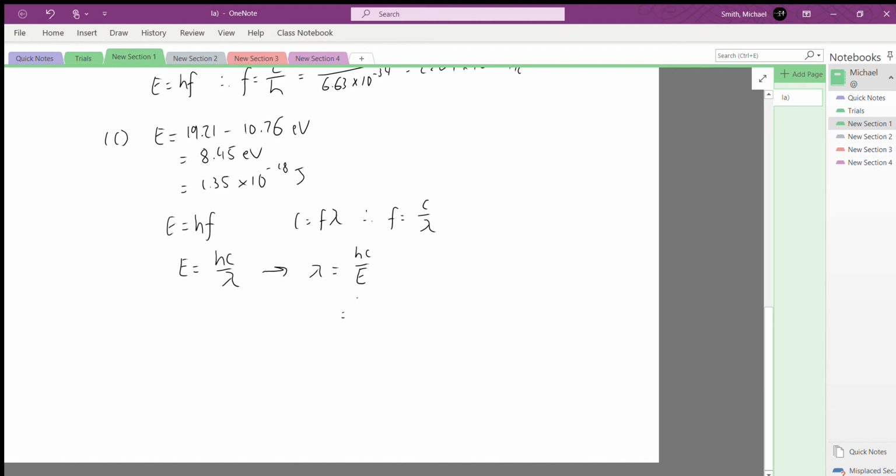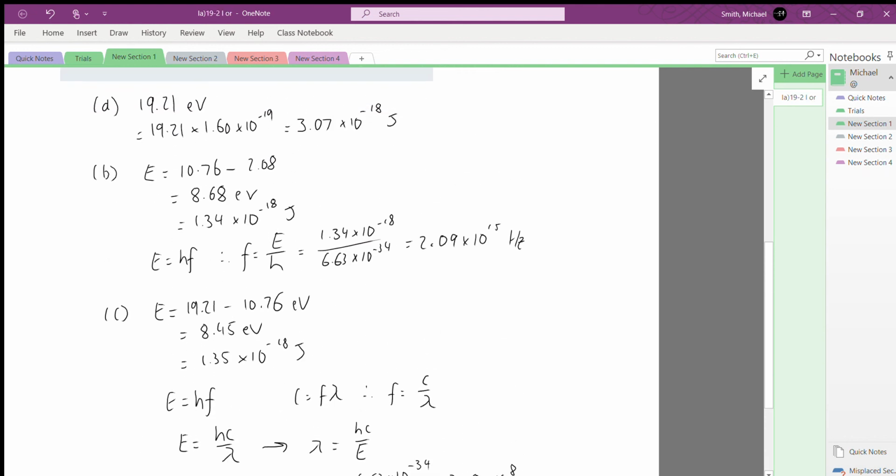So Planck's constant, 6.63 times 10 to the power of minus 34, multiplied by the speed of light, all over the energy that we've just calculated, 1.35 times 10 to the power of minus 18. And if we substitute that into our calculator, we should get 1.47 times 10 to the power of minus 7 meters.